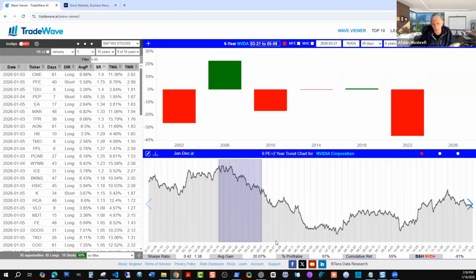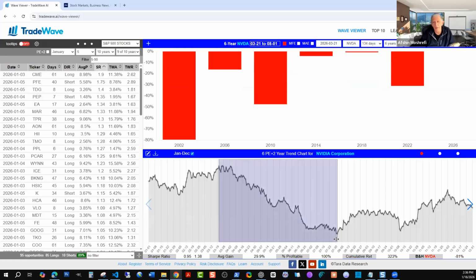That's the first day of spring, and then go all the way to the bottom, this valley. Look at what's happened to Nvidia during this time, only on midterm election years. In 2002, it dropped 79.56%. But Nvidia wasn't the company it is today.